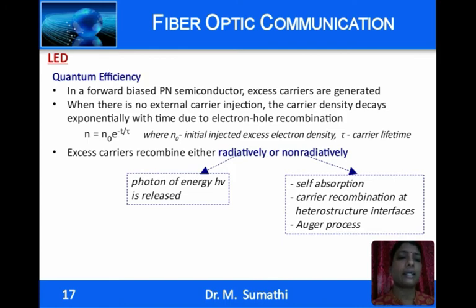These excess carriers recombine either radiatively or non-radiatively. When they recombine radiatively, photons are emitted, but when they recombine non-radiatively, it could be self-absorption of the energy, or it could be carrier recombination at the heterostructure interfaces and not at the active region interface, or it could be an Auger process where kinetic energy is released.